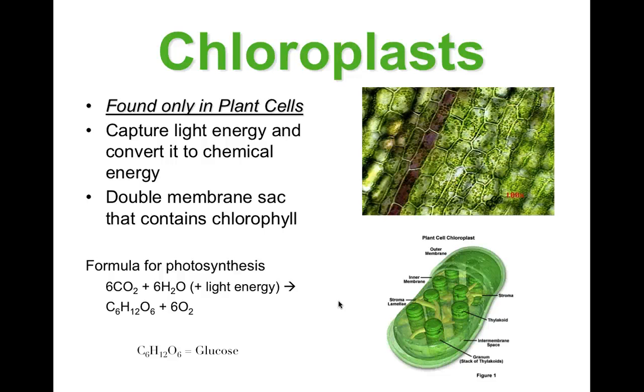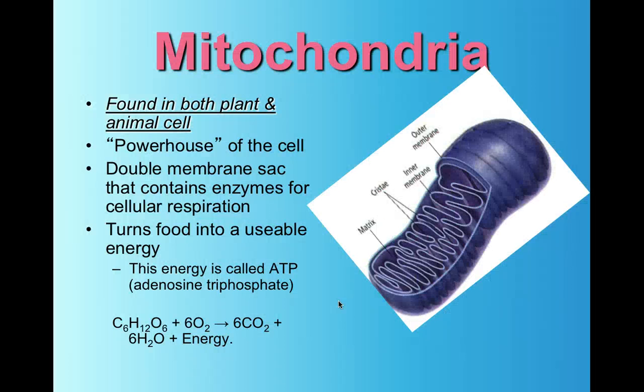So we have the formula for photosynthesis. We take in carbon dioxide, take in water, plus that sunlight, and we're going to create glucose and oxygen. Remember, oxygen is a waste product of plants. Then we have our mitochondria, found in both plant and animal cells. It's that powerhouse of the cell.